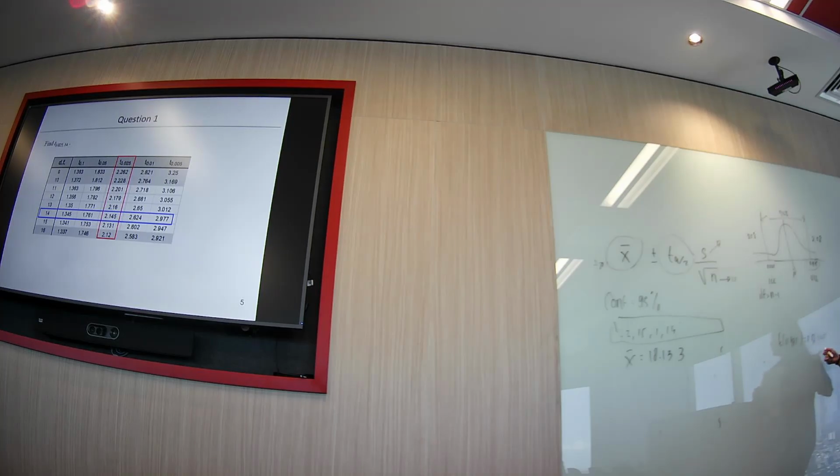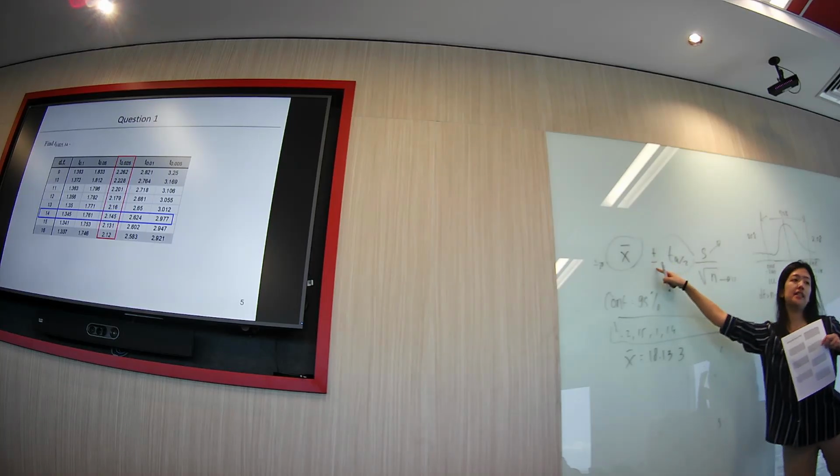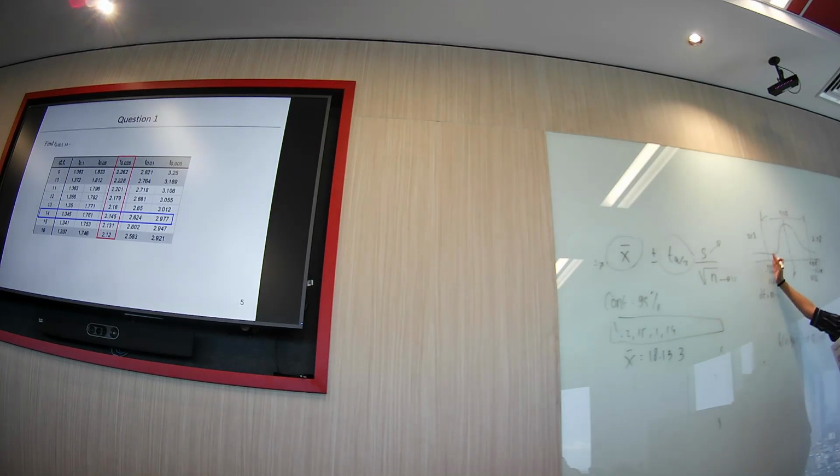2145. Actually the same, but the difference is the symbol. For this one it will be minus 2145, and this one will be plus 2145. The multiplier is the same, just the symbol. That's why you have plus and minus. So it's the same, do you want to use this one or this one?